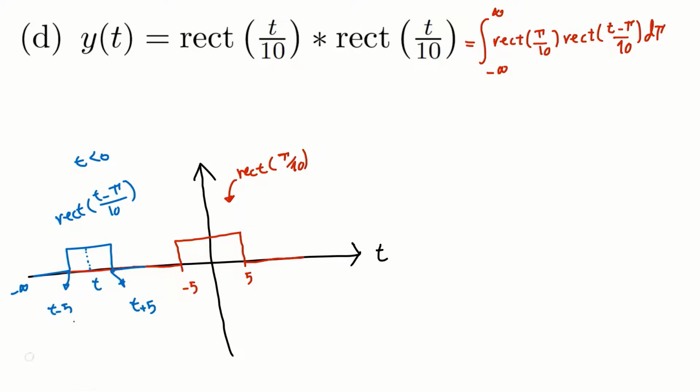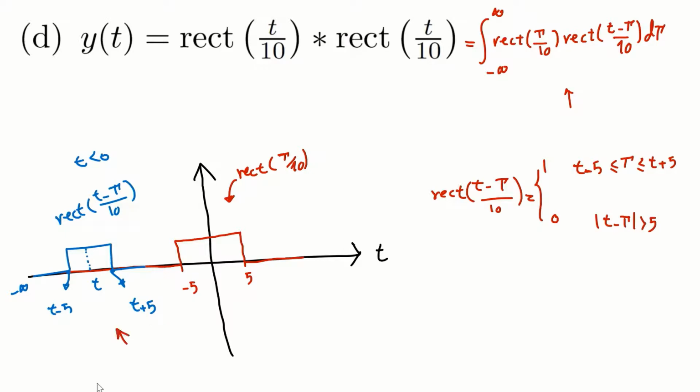We can also check that by this expression here. Well, we know the rectangular signal for t minus tau over 10 is either 1 if t minus tau is smaller than 5, and is 0 if t minus tau is larger than 5. If I expand this, then after some simplification, we can write the value of the signal is 1 if tau is between t minus 5 and t plus 5. And that's what we have shown here, okay?